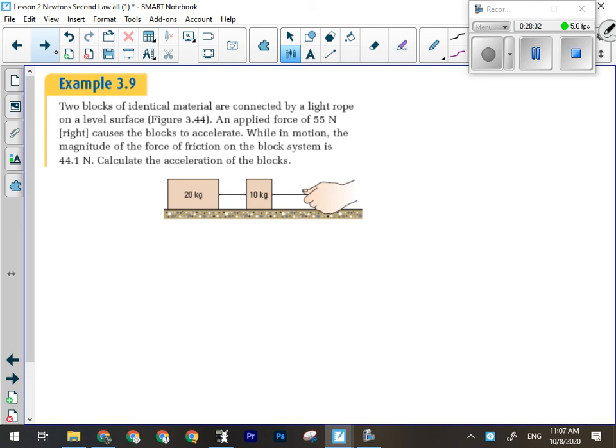So 2 blocks of identical material are connected by a light rope on a level surface. An applied force of 55 newtons to the right causes the blocks to accelerate. While in motion, the magnitude of the force of friction on the block system is 44.1 newtons. Calculate the acceleration of the blocks. Here's what we have to look at. Is there any way for the 2 parts of this system to accelerate at different rates given that situation?